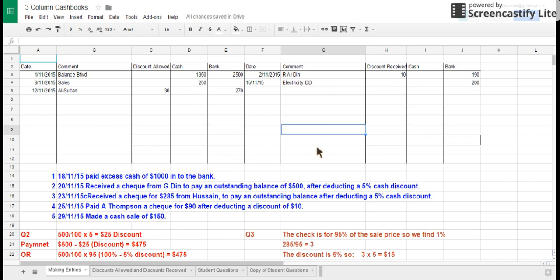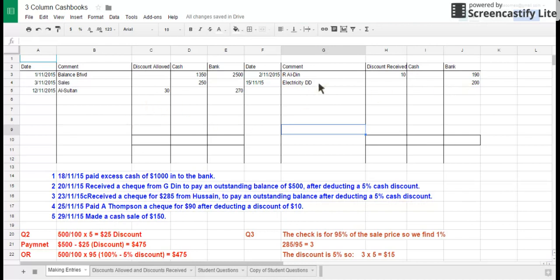As with the 2-column Cashbook, the 3-column Cashbook, for the most part, is a book of prime entry and also part of the ledger system. The cash columns and the bank columns are both books of prime entry and they are also ledger accounts.